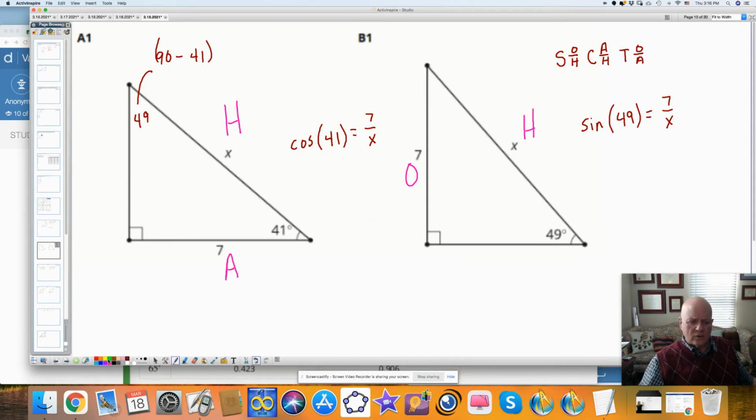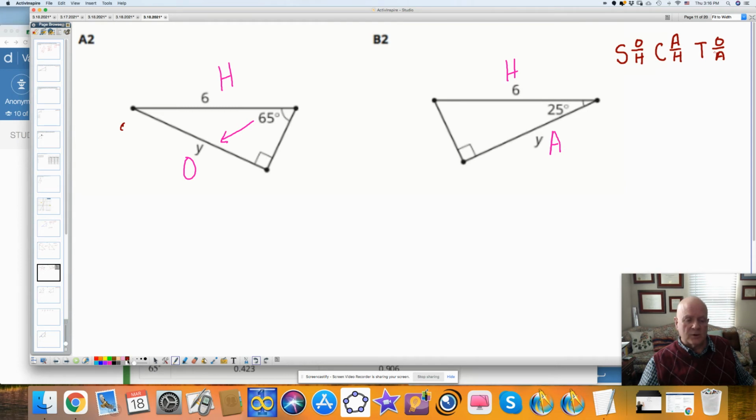From this angle, going all the way across, this would be the opposite, and this would be the hypotenuse. Well, opposite over hypotenuse is the sine. The sine of 49 is the same as the cosine of 41. That's the idea we're getting at. We'll solve for x in just a moment.